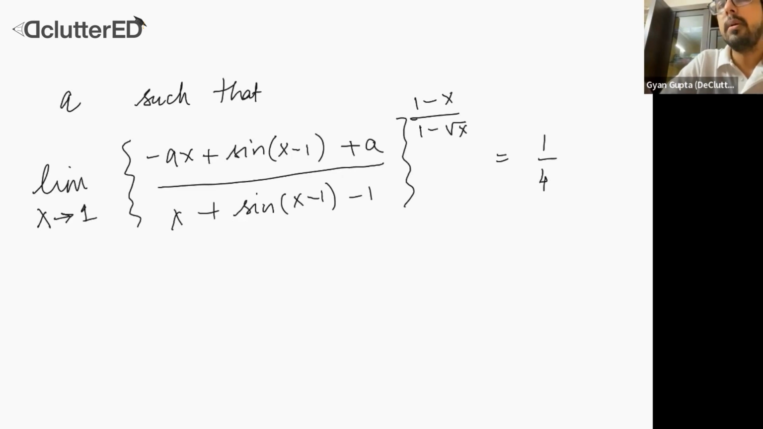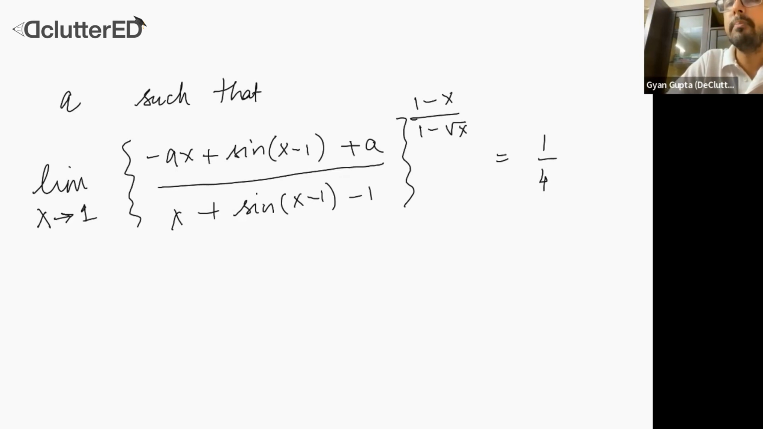Let's look at why this is a limits question. If I substitute 1 in the numerator, I will get sin 0 plus a minus a, which is 0. And the denominator will be sin 0 plus 1 minus 1, which is 0. So it's a 0/0 raised to the power 0, which brings us to a limits question. Let's look at how we can simplify this scary looking expression.